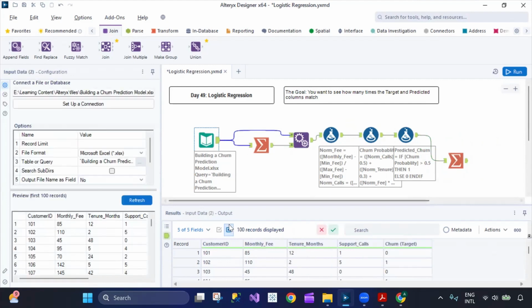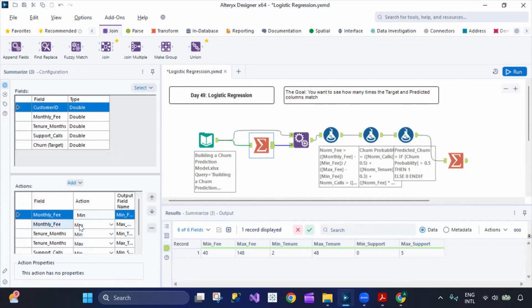First we are bringing in the data, that is the objective. Then the summary. Here we are calculating the minimum fees, maximum fees, minimum tenure, and maximum tenure. The minimum support calls is 0, and for the maximum support calls, these customers are calling the call center at most 5 times. And this is call center data.